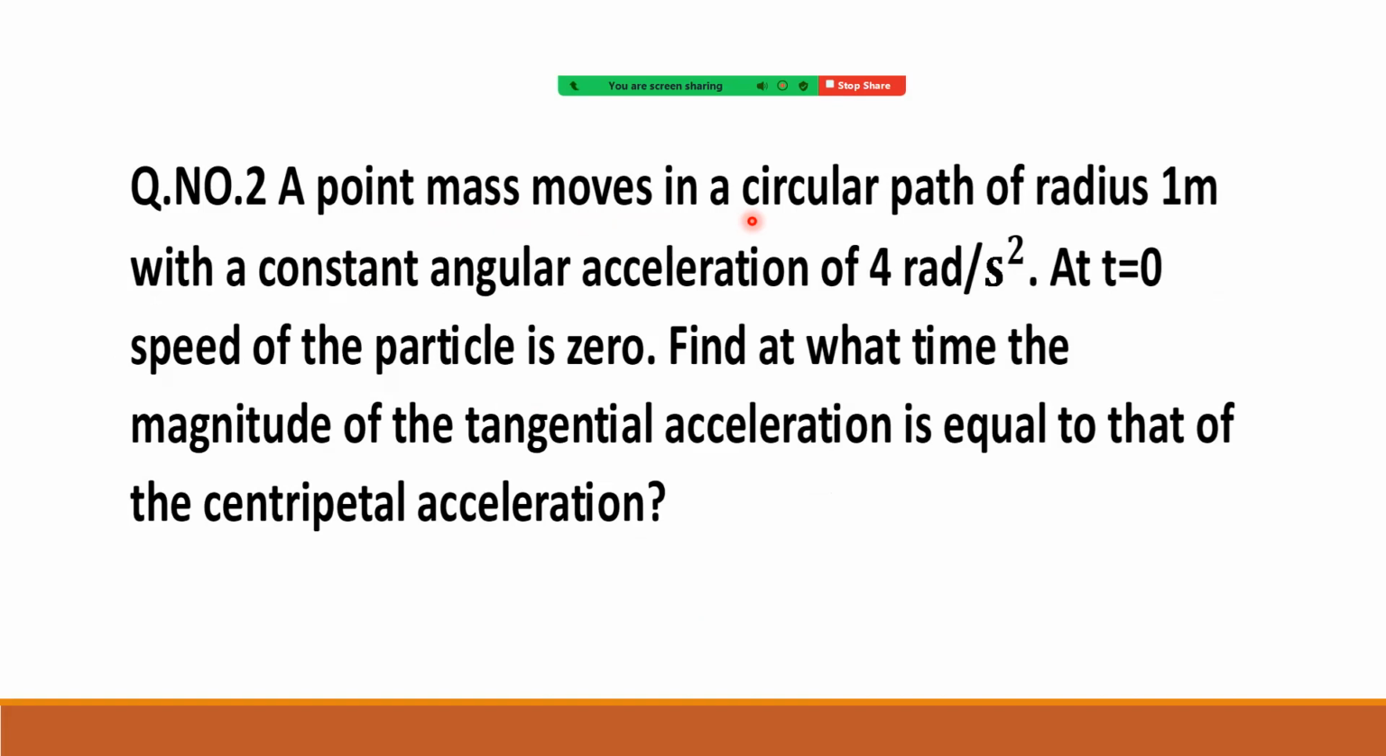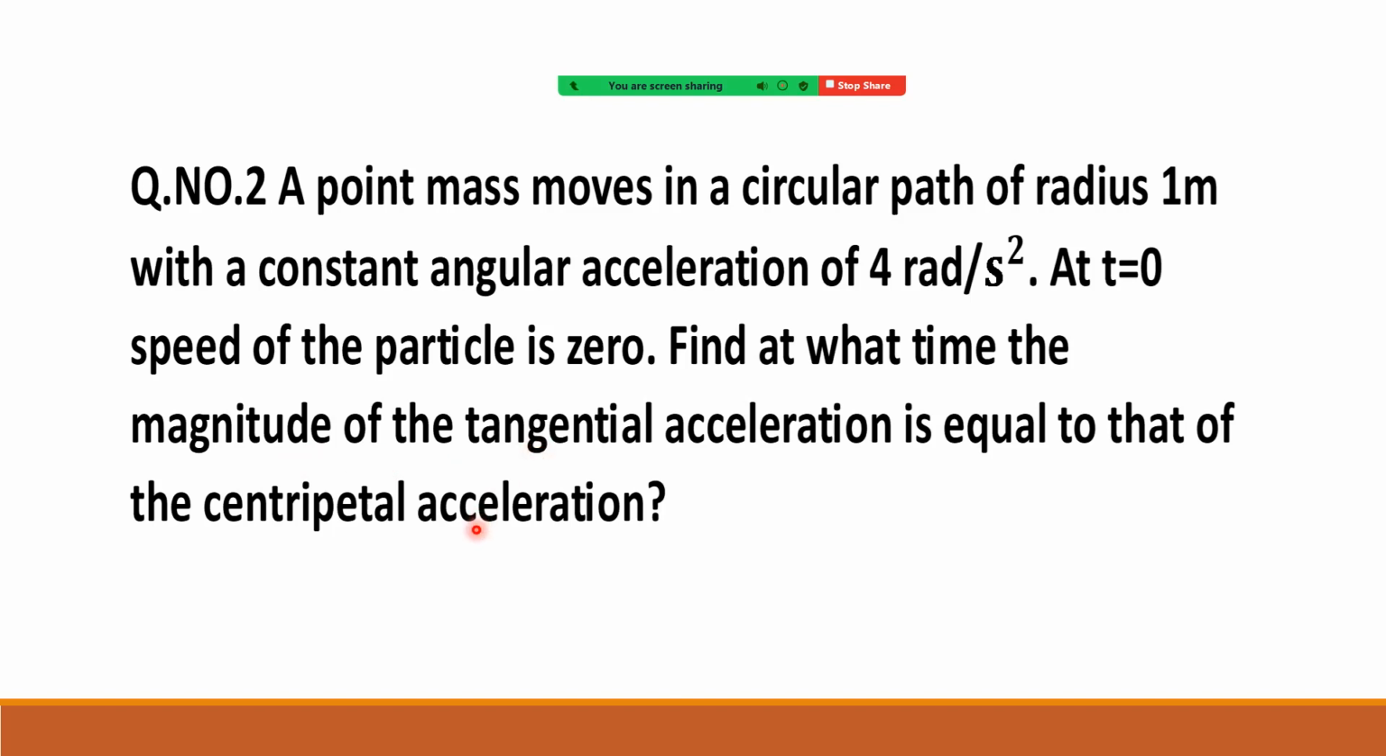A point mass moves in a circular path of radius 1 meter with a constant angular acceleration of 4 radian per second square. Alpha is given, r is 1. At t equal to 0, speed of the particle is 0. Find at what time the magnitude of the tangential acceleration is equal to that of the centripetal acceleration. We have to equate their magnitudes, a_t equal to a_c.